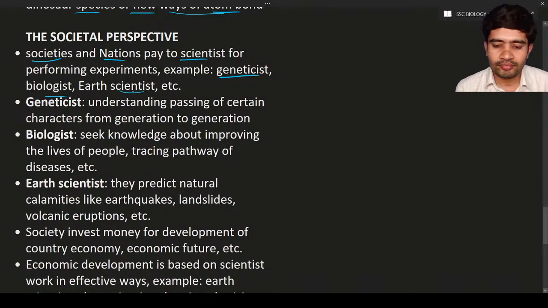Next is the earth scientist. Earth scientists predict natural calamities like earthquakes, landslides, volcanic eruptions, etc. These natural calamities are studied by scientists known as earth scientists. With the help of their knowledge, we people can save ourselves.